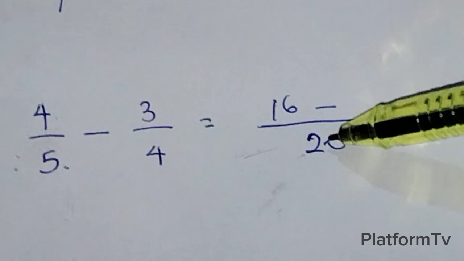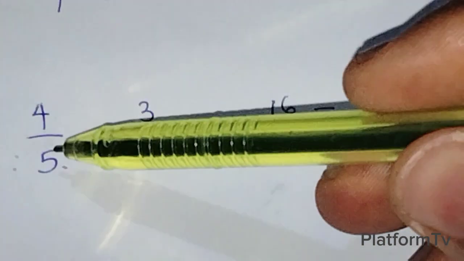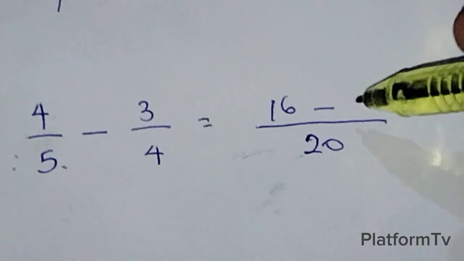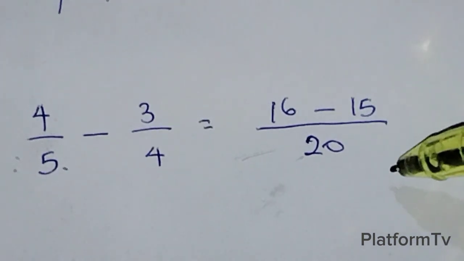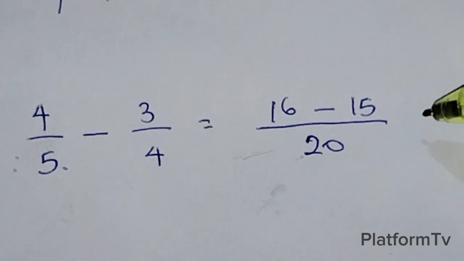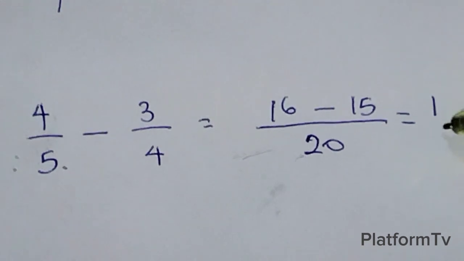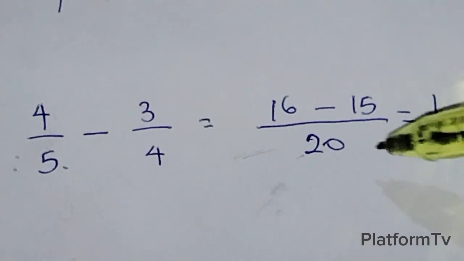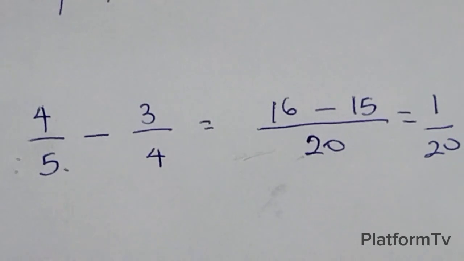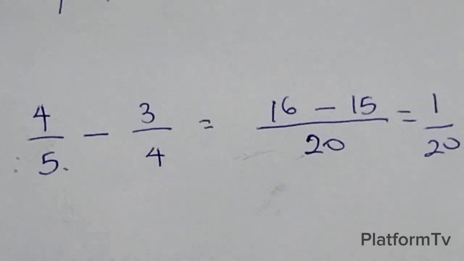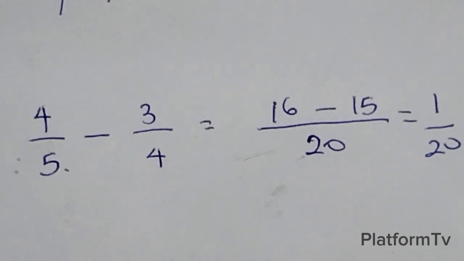Now 20 divided by 4 is 5, times 3 is 15. Now 16 minus 15 is what? 1. 20 still stays, so my answer is still the same as what we got above. So I still have 1 over 20 as my answer, as what we got in the multiplying of what? Multiplying through with the denominators.